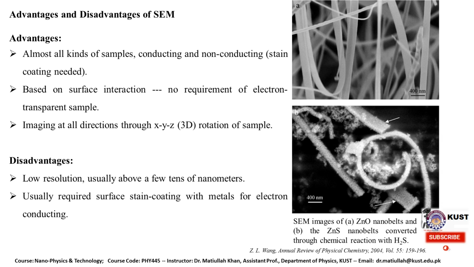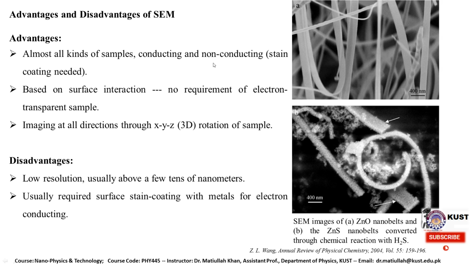So these are some of the images from scanning electron microscopes. These are nano ZnO nanobelts and ZnS nanobelts, converted through chemical reaction. This is a very nice morphology, and the resolution is around 400 nanometers, and this work is published in the Annual Review of Physical Chemistry.